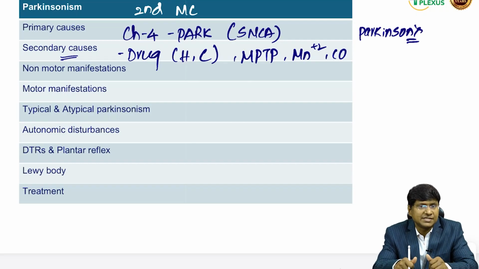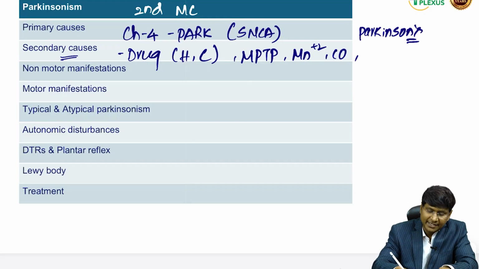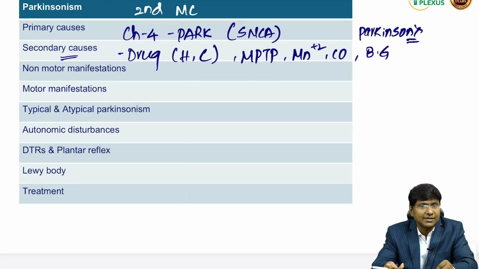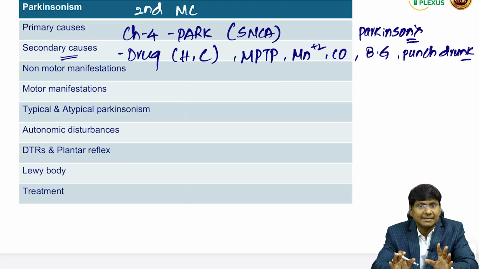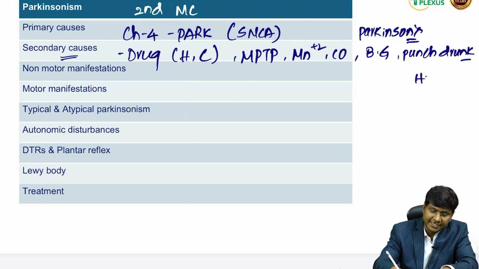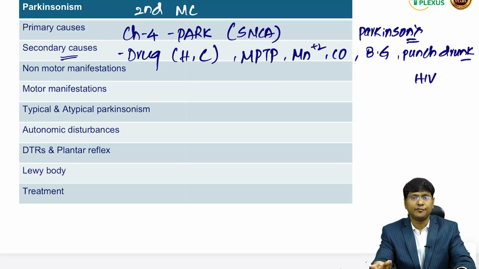And vascular causes I have discussed. Tumors, mainly the tumors within the basal ganglia, can cause secondary Parkinsonism. And then punch drunk syndrome, that is observed in boxers, and infections like HIV and as well as influenza.